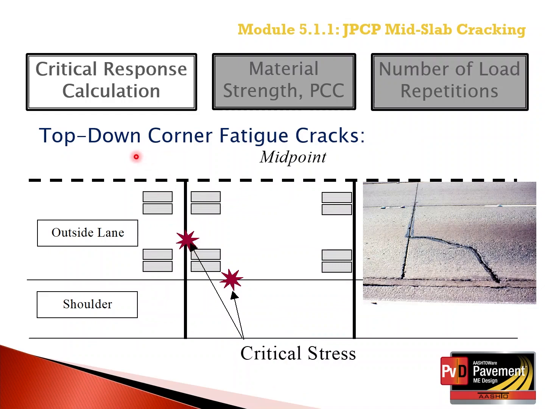For top-down corner fatigue cracks, the critical response is a tensile stress at the top of the slab. The location of the critical tensile stress is dependent on the location of the axle and wheel loads, but is typically along the edge of the tires or in front of the tires or axles. And both traffic and climate forces or loads contribute to the magnitude of the tensile stresses for calculating top-down corner fatigue cracks.